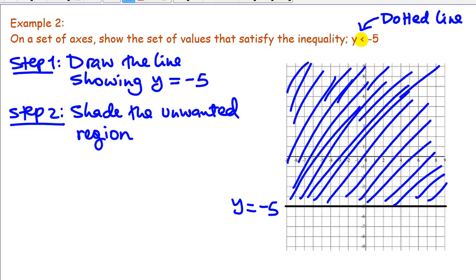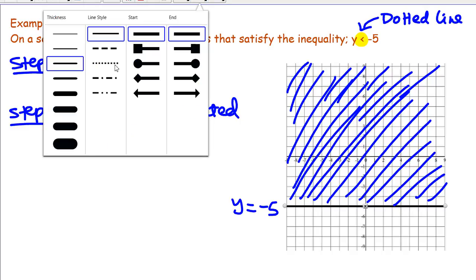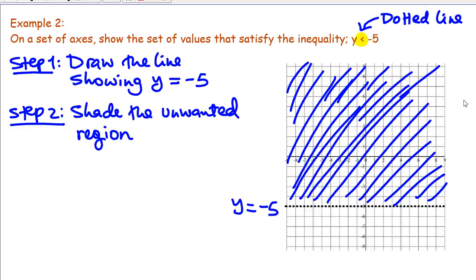And just to remember, our line is supposed to be a dotted line. I almost forgot about that. So it should be a dotted line. Okay, so dotted line, and we have shaded the unwanted region. And basically, this is the set of values that satisfy this inequality.